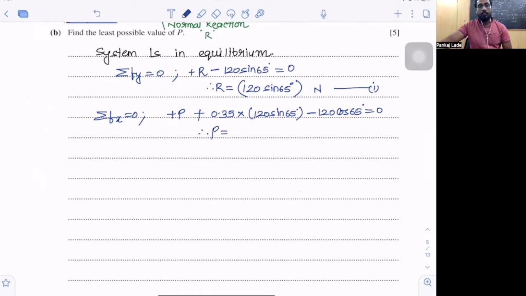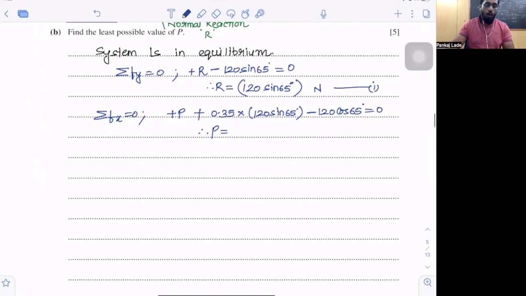Let's quickly check the answer. Let's make use of the calculator. So what do you have? So this negative 120 cos of 65 will go on the right side, become positive. So 120 cos of 65, I'll get some value, and this value is positive, and we're going to subtract 0.35 into 120 sine of 65. That gives you 12.64926 and so on.